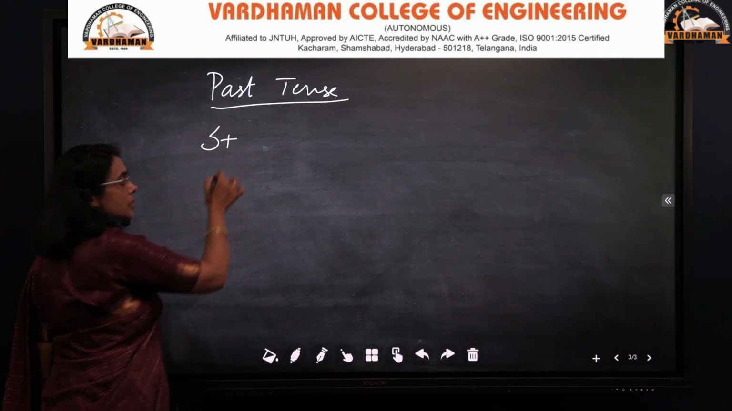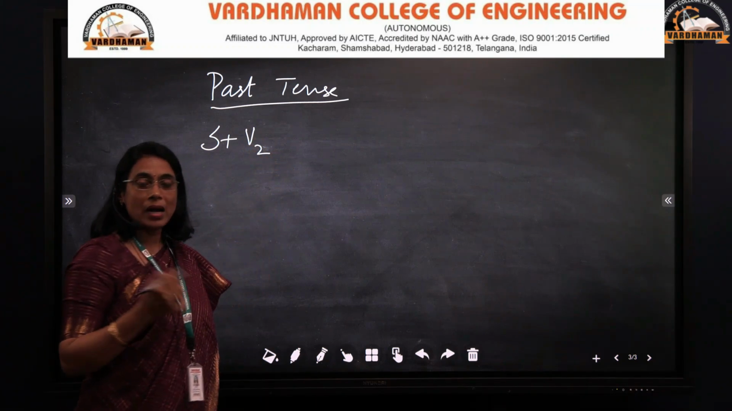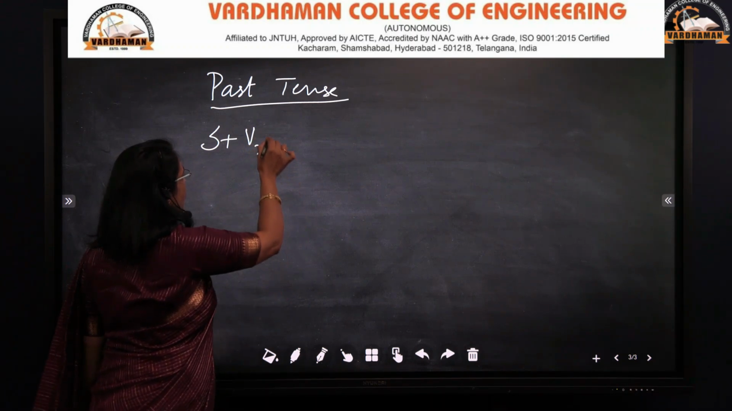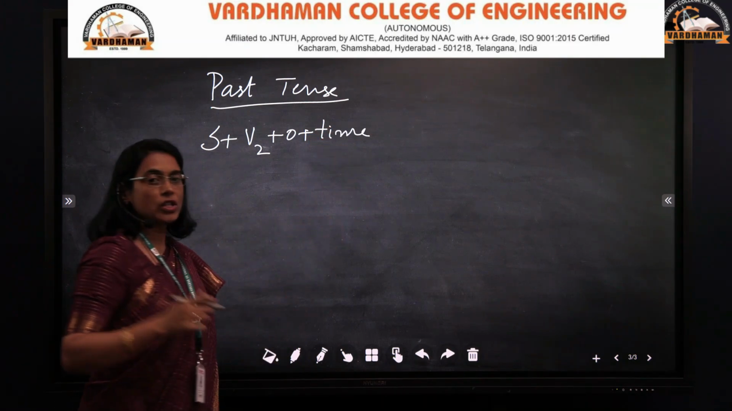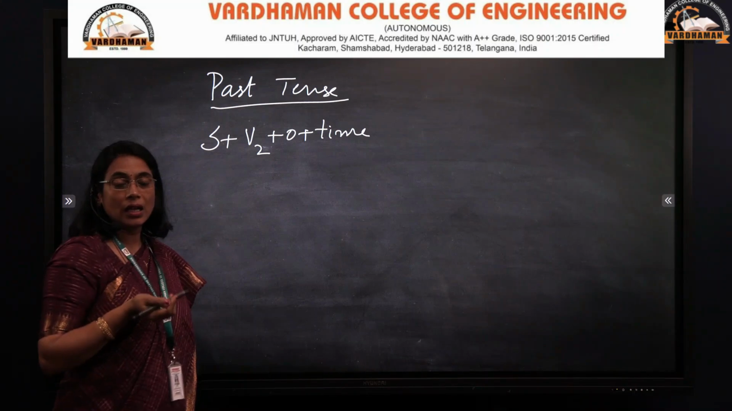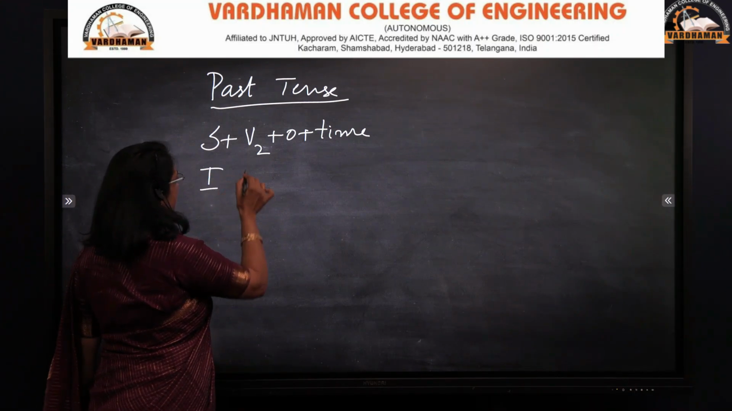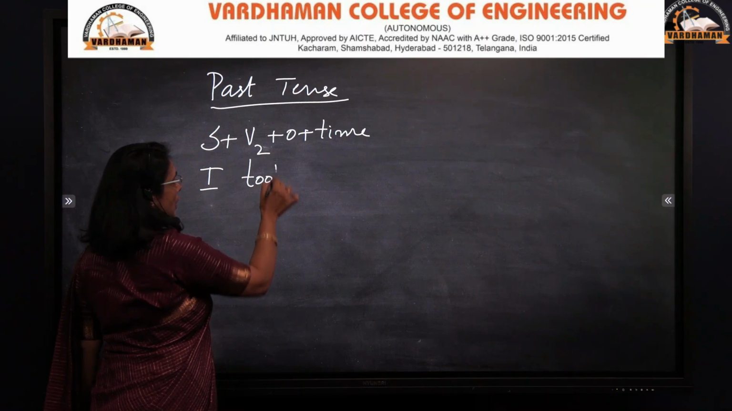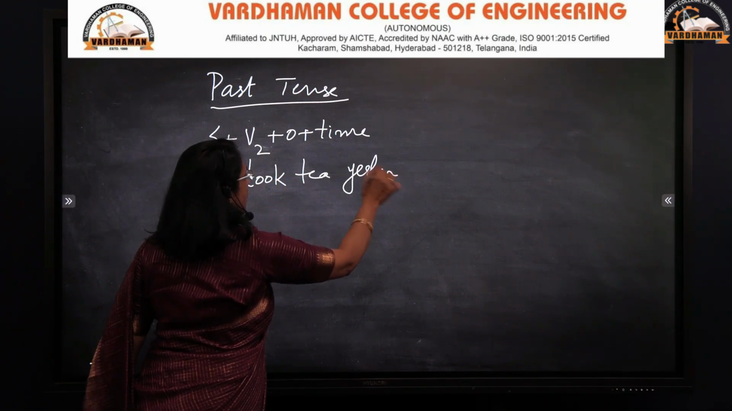For the positive sentences, subject is followed by the second form of the verb. V2 is nothing but past tense or second form of the verb, followed by object, then time. Suppose any action is finished, for that we use it. So instead of "I take tea", if you want to use the past tense of it, then it is I, the past tense of take is took. I took tea yesterday or in the morning.